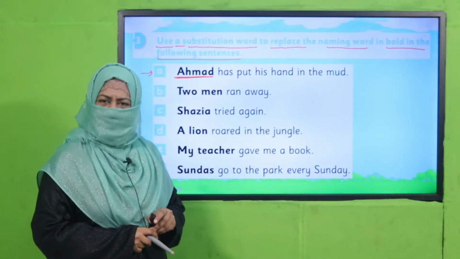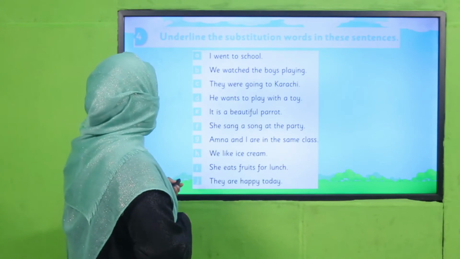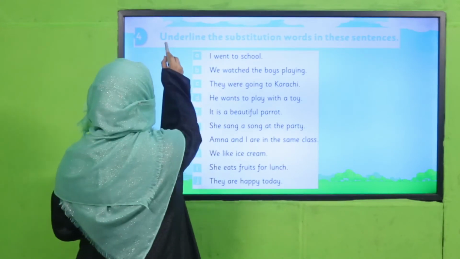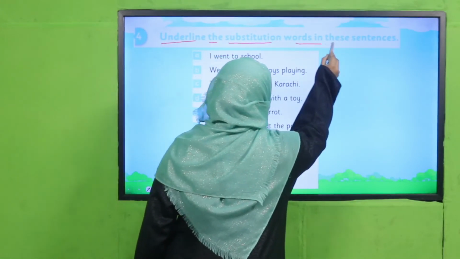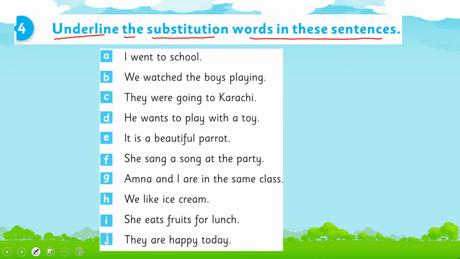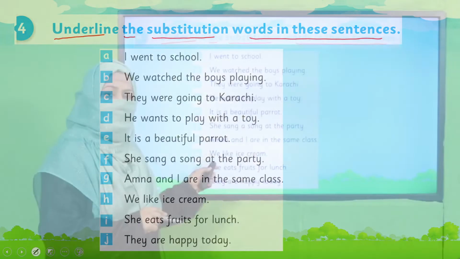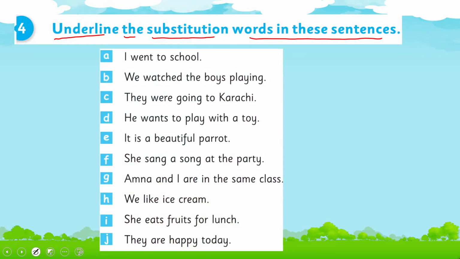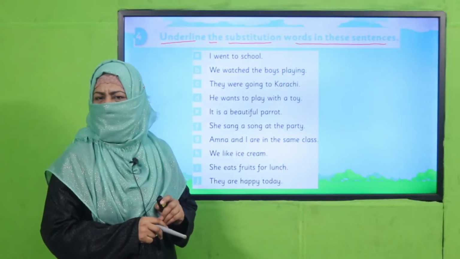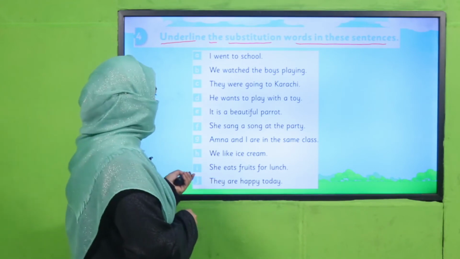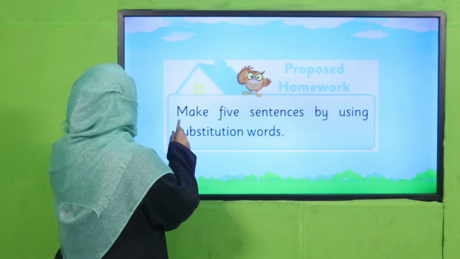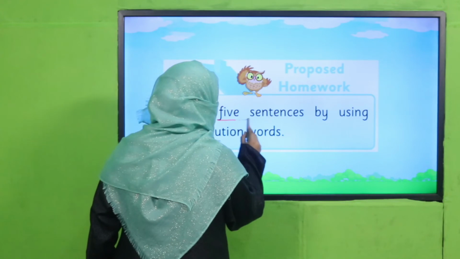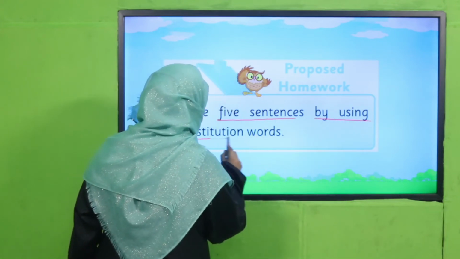Yes, my dear students, are you done with it? Good job. So it's time to practice further. Underline the substitution words in these sentences. Now you will read these sentences and you will underline substitution words. You will pause the video and complete this exercise in your work. Yes, my dear students, are you done with it? Good job. Now it's time for your homework. You will make 5 sentences by using substitution words.